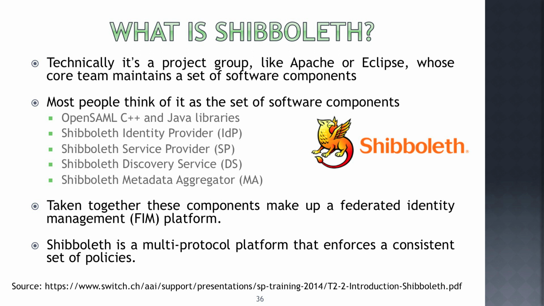Then Shibboleth discovery service, which is known as DS, and then Shibboleth metadata aggregators, which is known as MA. Taken together, these components make it a federated identity management platform, which is FIM, federated identity management. Shibboleth is a multi-protocol platform that enforces a consistent set of policies. So, it is very secure, single login. It is very much used by the UK and other libraries around the world.